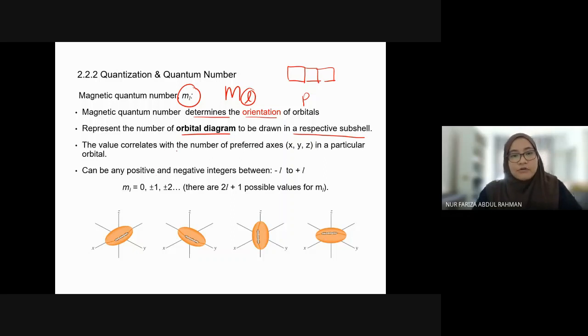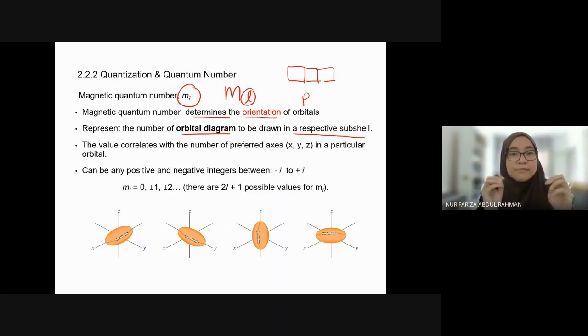So the value correlates with the number of preferred axes. So we have X, Y, and Z. So we are talking about orientation, right? So to represent orientation, by right, we should have axes to represent them in a particular orbital. Okay, itu we are done with that.